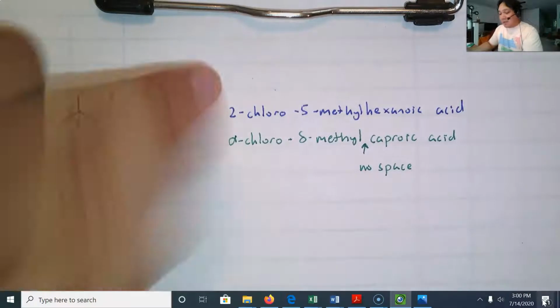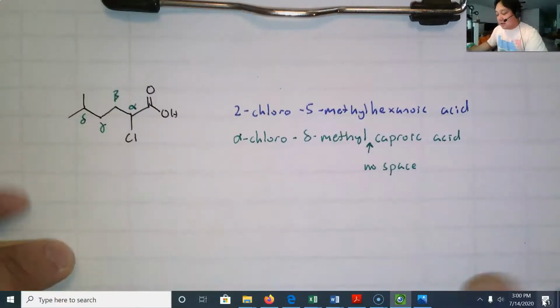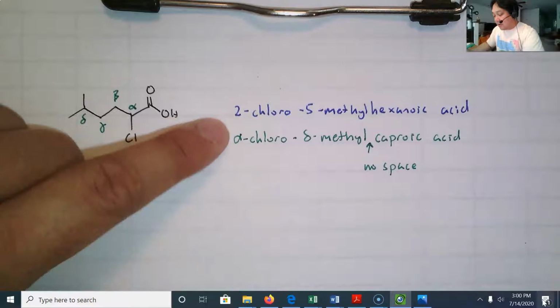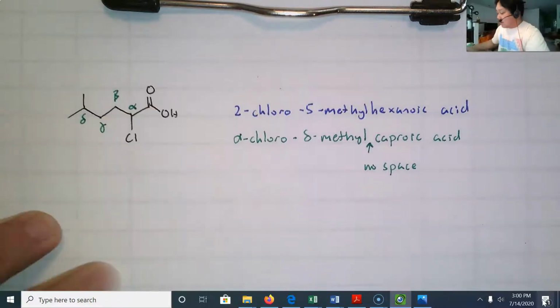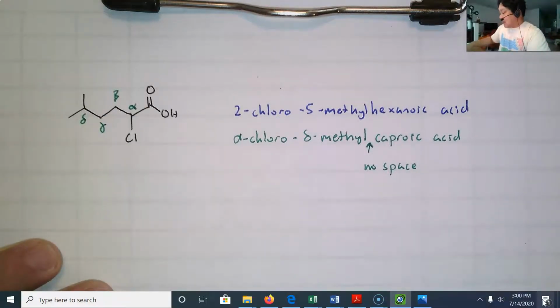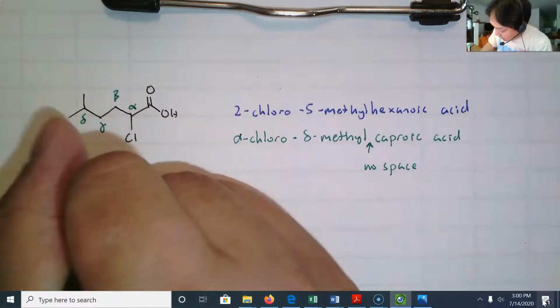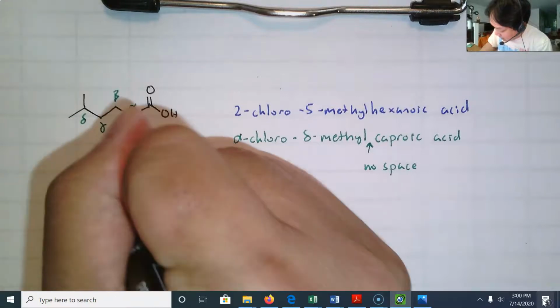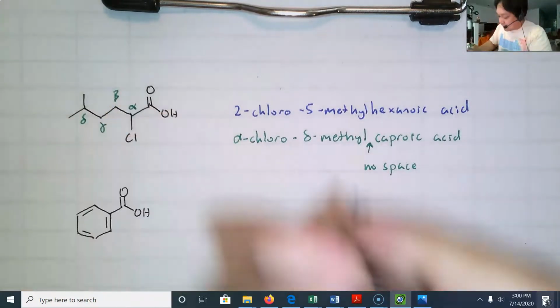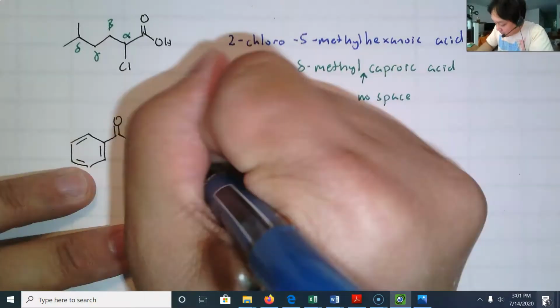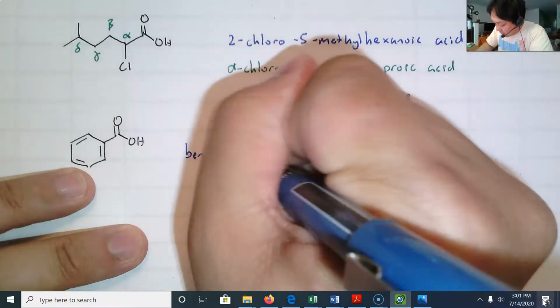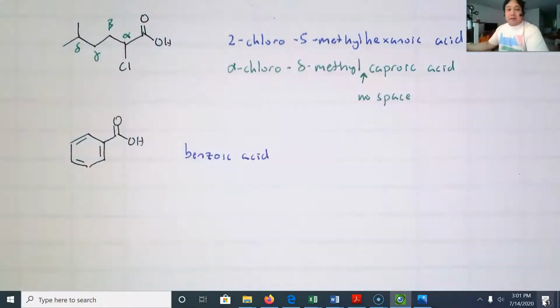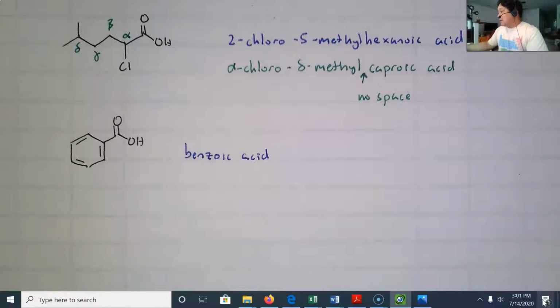Okay. IUPAC, common. For my class, you would be expected to know how to name a carboxylic acid both ways. The only other carboxylic acid that I want to give you the name for is the one with a benzene ring. And that is benzoic acid. Okay. That's it. Naming is pretty simple except for all of these common names that you are expected to memorize.